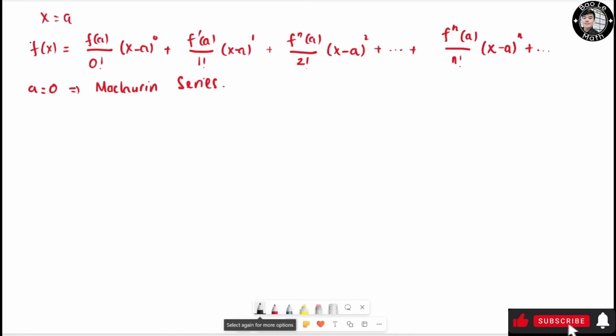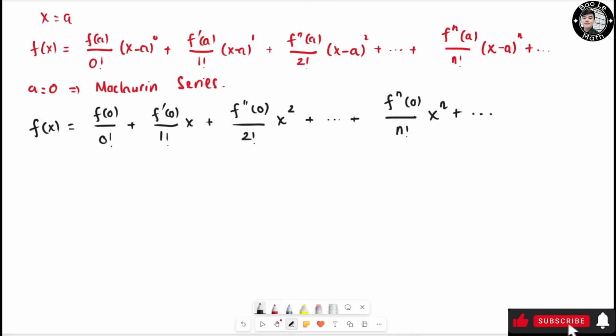Now, substitute 0 for a over here, so we have the Maclaurin series is given by the formula f of s equals. Now, note that 0 factorial equals 1 factorial equals 1. So this can be written as f of 0 plus f prime of 0 times s plus f double prime of 0 over 2 factorial times s squared plus etc.